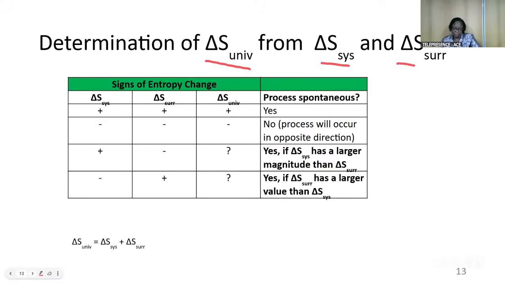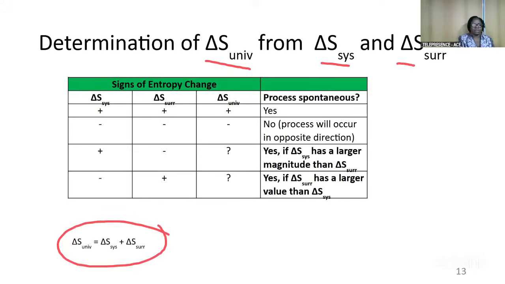The value, the sign, we determine the direction, we also determine whether it's going to be spontaneous or not, whether it's not spontaneous but has the tendency to occur. So if you look at all of this combination, you will agree with me that this is the equation that describes it. For example, in the last one here, I said if delta S of the system is negative and delta S of the surrounding is positive, by the time you sum the two, it can be positive, it can be negative, but it will be spontaneous. The process will be spontaneous if delta S of the surrounding has larger value than delta S of the system. This is simple to comprehend.